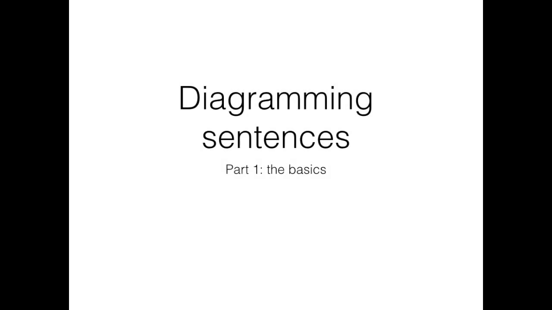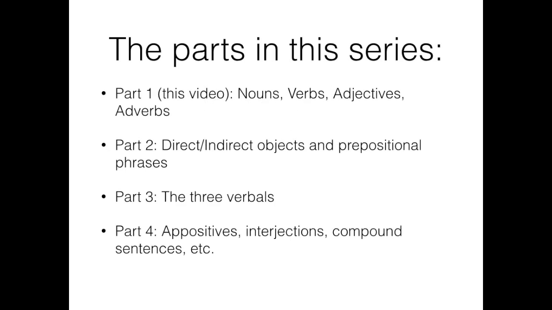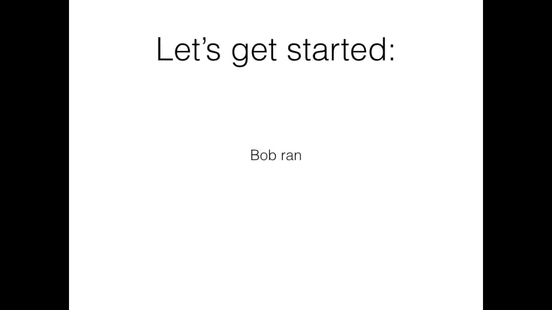I'm going to start a series of videos on how to diagram a sentence. This video will focus on the basics: nouns and pronouns, verbs, adjectives, and adverbs. Part 2 will introduce direct and indirect objects and prepositional phrases. Part 3 will talk about the three verbals: gerunds, participles, and infinitives. Part 4 will talk about the things that don't really fit in anywhere else: appositives, interjections, compound subjects and verbs, and whatever else I think of between now and then. Let's get started with the most basic of sentences.